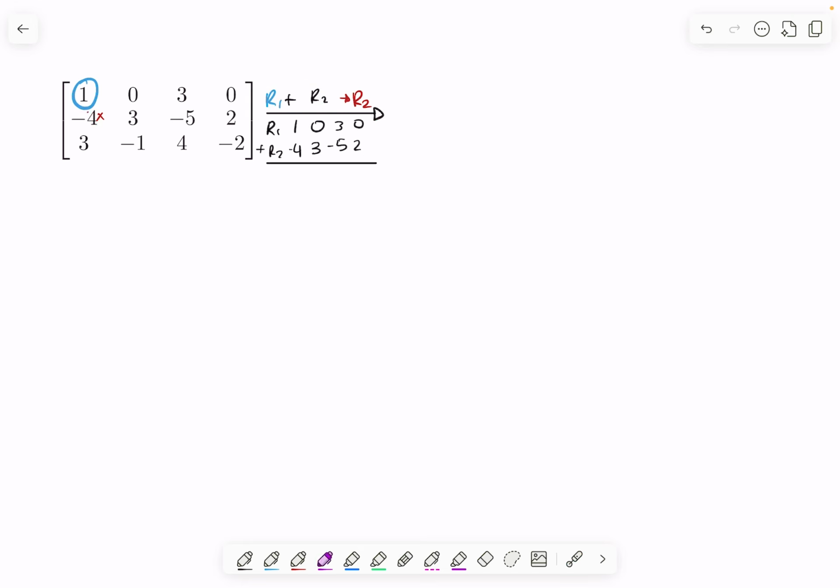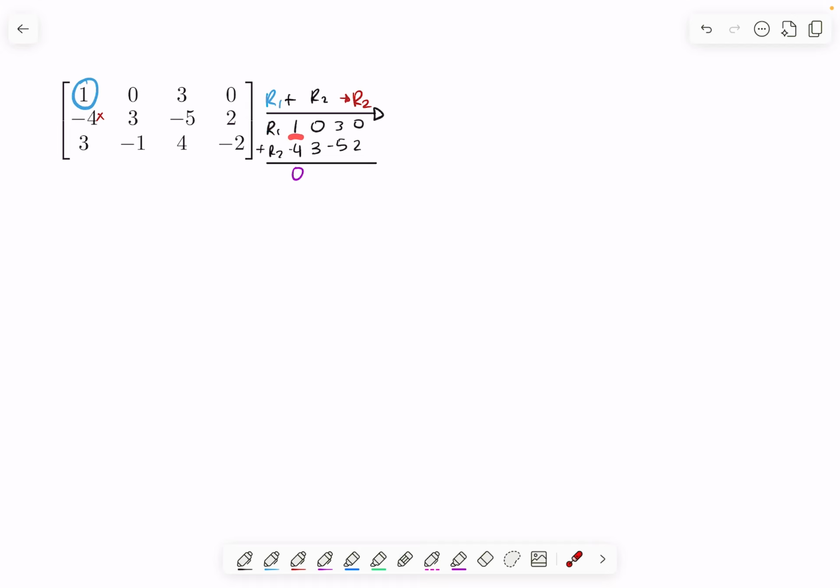Then I ask myself, what's my goal? My goal is for this to become a 0. That's the first entry in a row. So first entry here should be 0. Then I focus on this column and I ask myself, what can I do so that this plus this gives me 0? Well, this here would have to be a 4, because 4 minus 4 will be 0. But how can I get this to be a 4? I would multiply by 4.